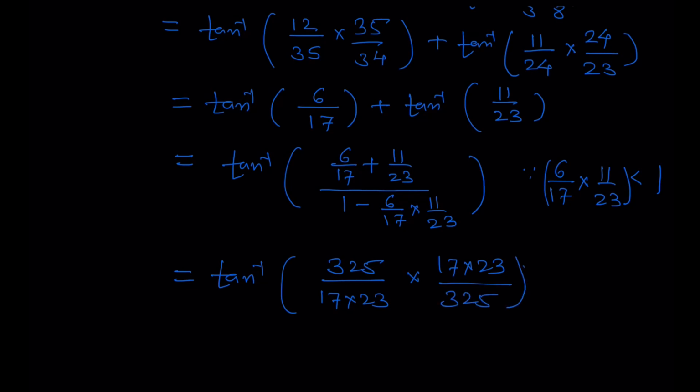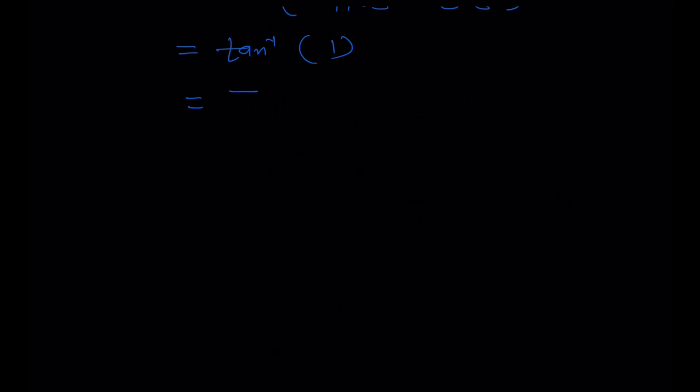So this calculation is again 325. Everything gets cancelled and you get tan inverse of 1, which is nothing but pi upon 4, that is RHS. So we have proved LHS is equal to RHS.